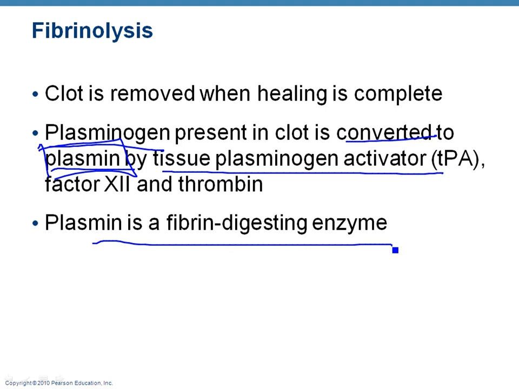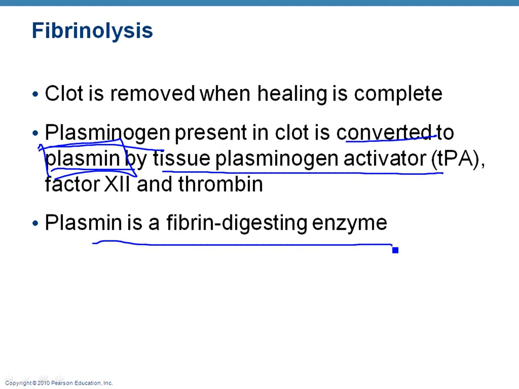But this is only going to happen after the healing process has occurred, right? You'd be defeating the whole purpose if we started getting rid of the mesh before the actual healing event. So this is at the end, when you have a scab, you have that clot, and it falls off. It's because the process has healed, the plasmin is going in and digesting the fibrin that's holding that clot, and then your scab falls off.